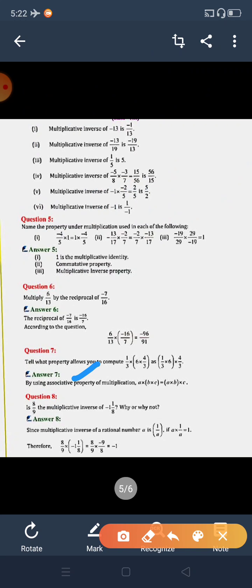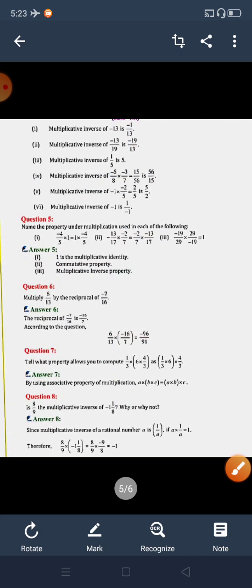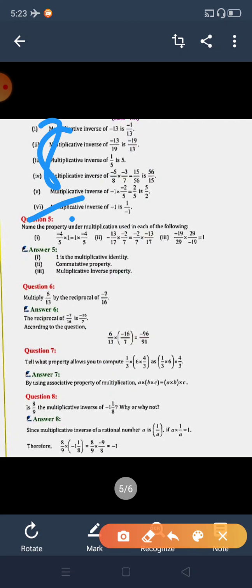Eighth question. Is 8 by 9 the multiplicative inverse of minus 1 and 1 by 8? Why or why not? First of all, you have to convert this mixed fraction into an improper fraction. So minus 1 and 1 by 8: 8 ones are 8 plus 1, minus 9 by 8. But you are given 8 by 9, and here it is minus 9 by 8.